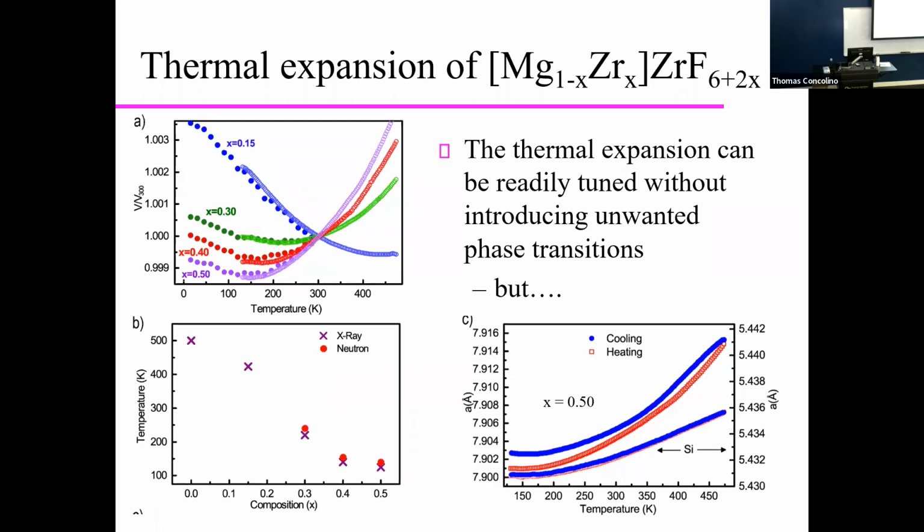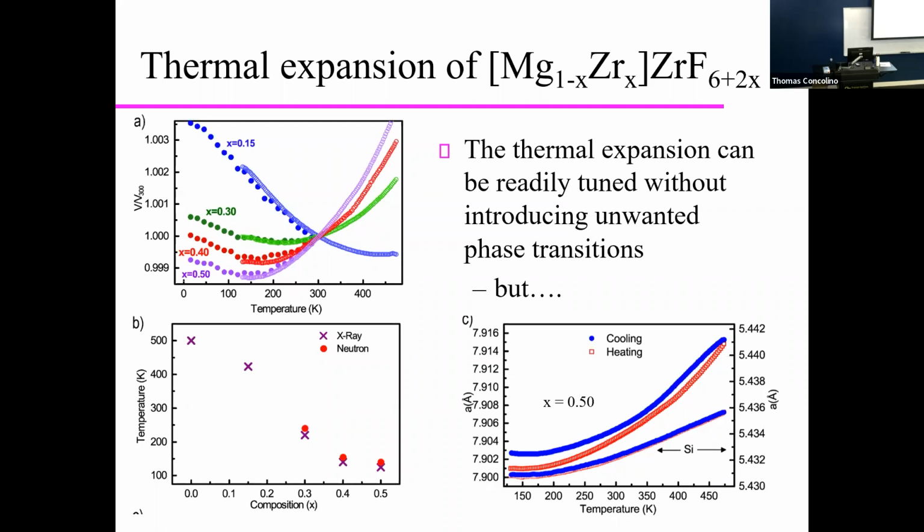But there are some flies in the ointment. Have a look at this panel. So this is lattice constant versus temperature on heating and cooling for one of our samples. You can see they don't reproduce. Now, normally I would say, oh, we have an experimental problem. But we have the internal standard in this sample because we've seen this kind of thing before. And our internal standard, which was silicon, reproduced beautifully on heating and cooling. The experiment was fine. The sample really is non-reproducible on heating and cooling.